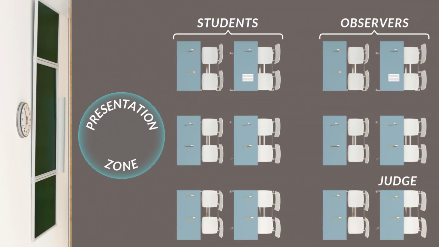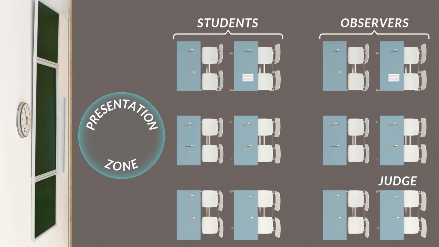Before students arrive, take a moment to get familiar with the room. Every classroom looks different, but follow these basics. Sit near the back where you can see both the speaker and the audience. Students may bring up to 2 adult observers. Seat students in the front and observers in the back. Students will speak in the presentation zone at the front of the room.